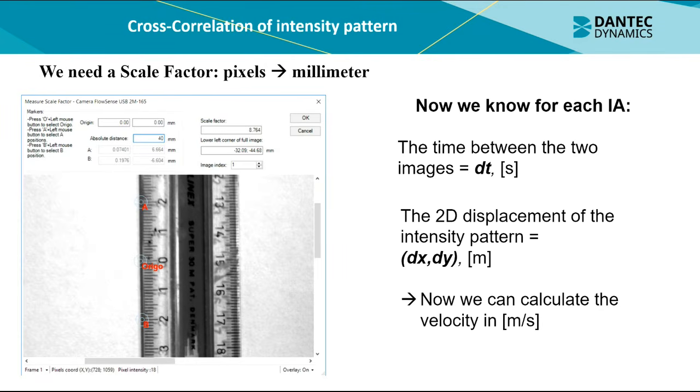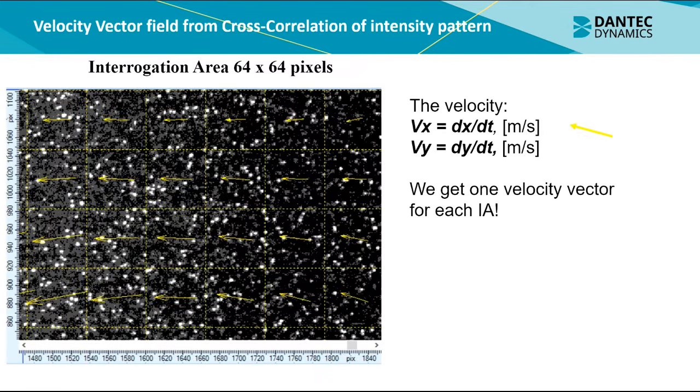Another element we need is a scale factor to be able to compare the pixel size versus the real world size. In this case, we have a ruler serving as our scale reference, so we know how big a pixel represents in the real world. And the final result is, again, as we said, one arrow within each interrogation area.